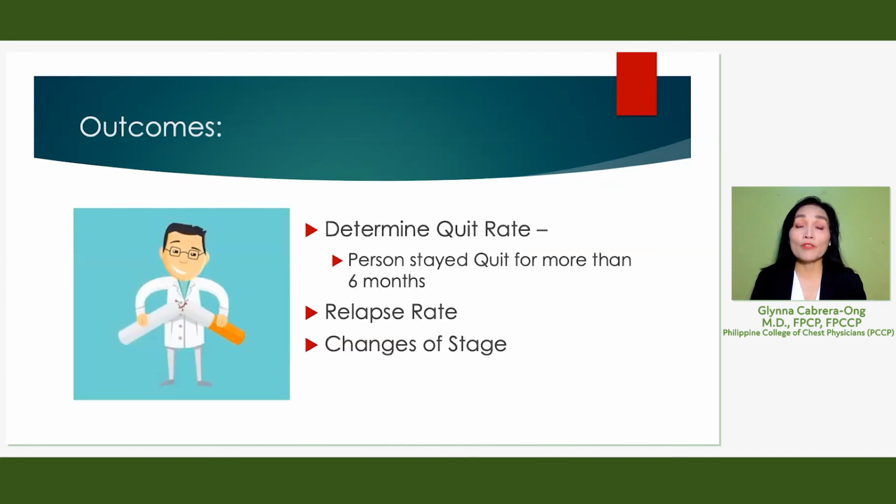So outcomes can be measured via computing for the quit rate, relapse rate, and of course, with regard to the changes of stage or stage of change, we could help our patients from, if for example, he is from the pre-contemplation stage to the contemplation stage. If there is a change in that stage, then we could consider that as a success, or from pre-contemplation to preparation, again, if there is a progress, we could still consider that as a positive outcome.